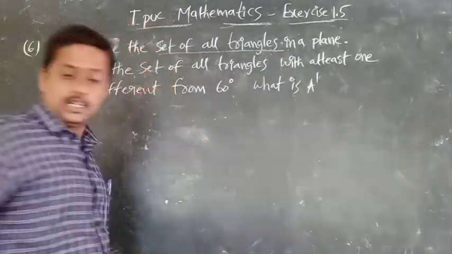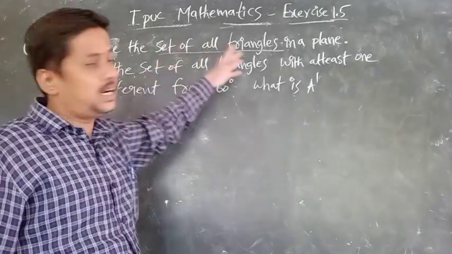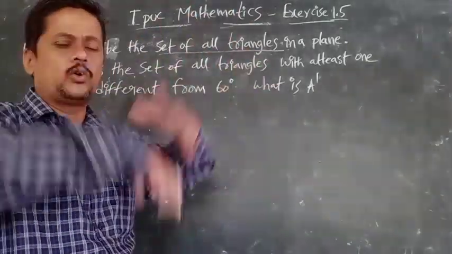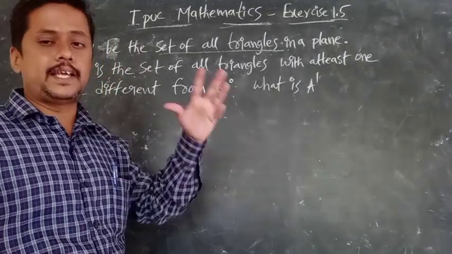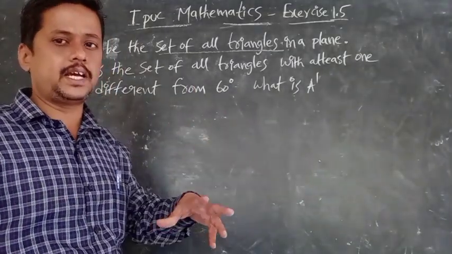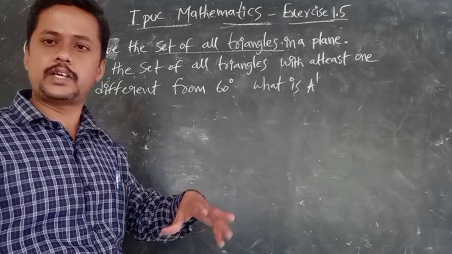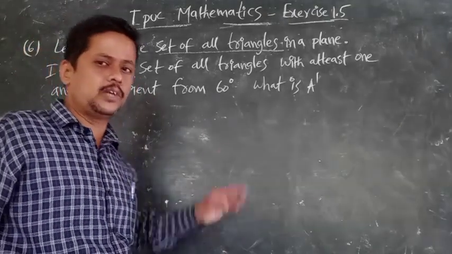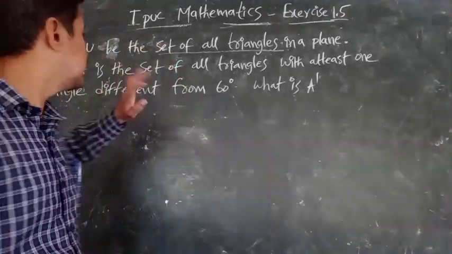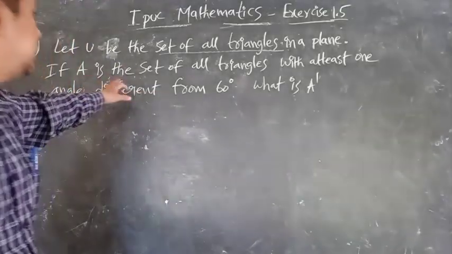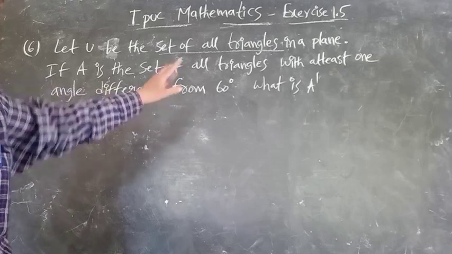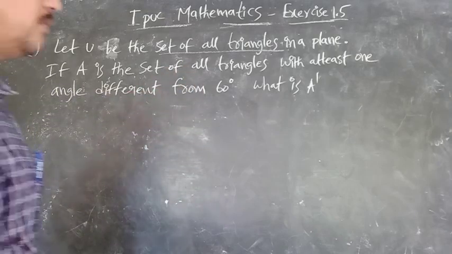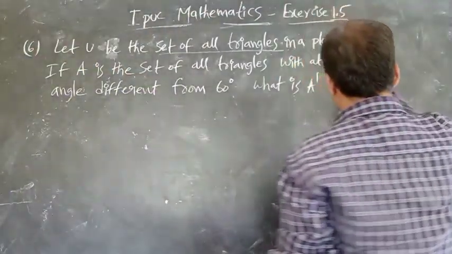See. What is U? Set of all triangles. All triangles will include equilateral triangles, scalene triangles, isosceles triangles, right angle triangles. Okay, these all triangles will be included in this set U. Okay, next we will move to A. A is the set of all triangles with at least one angle different from 60. So what is the meaning of this one?